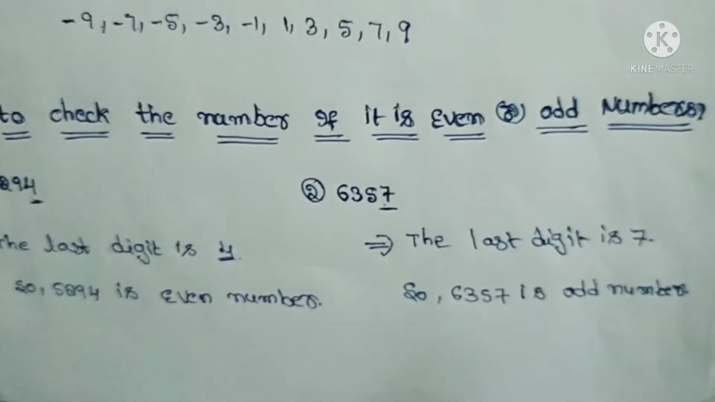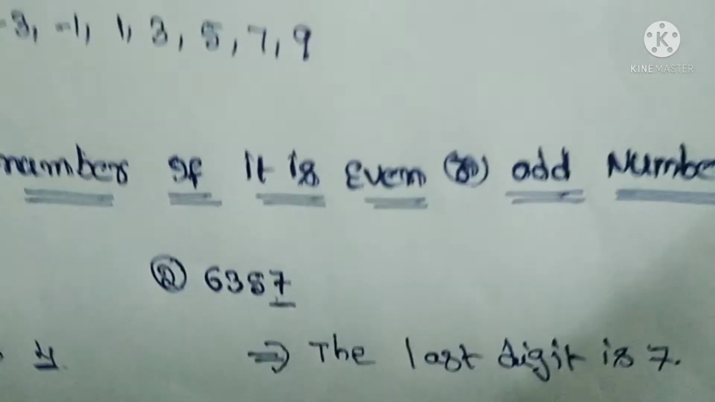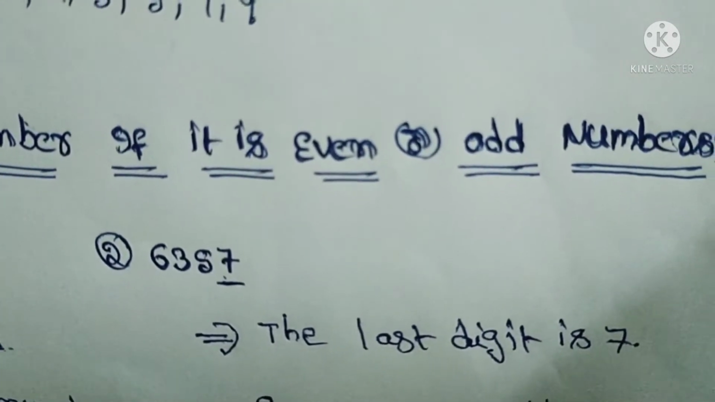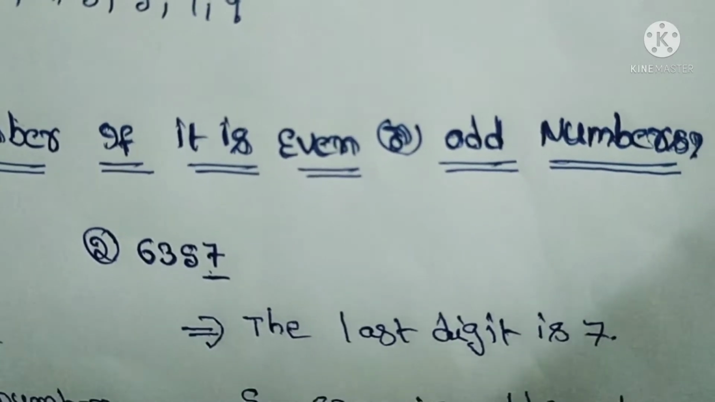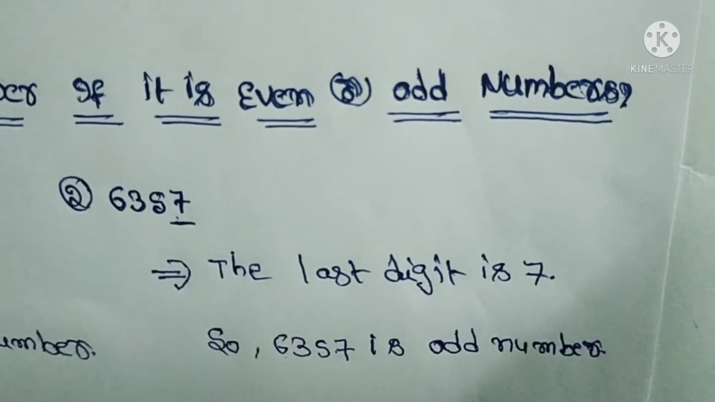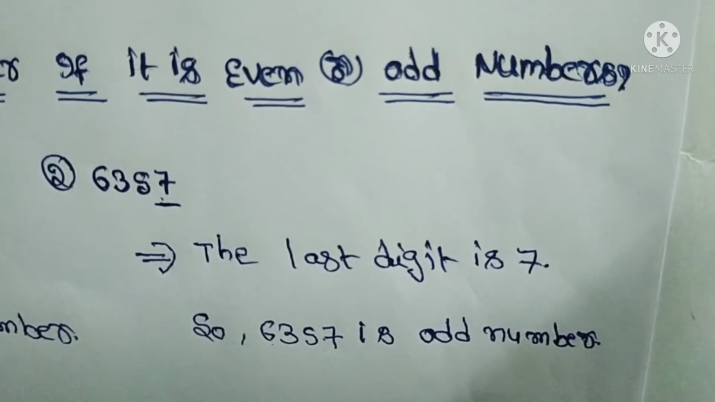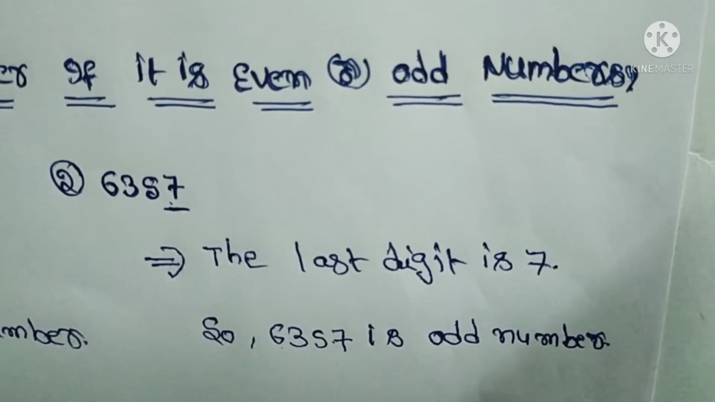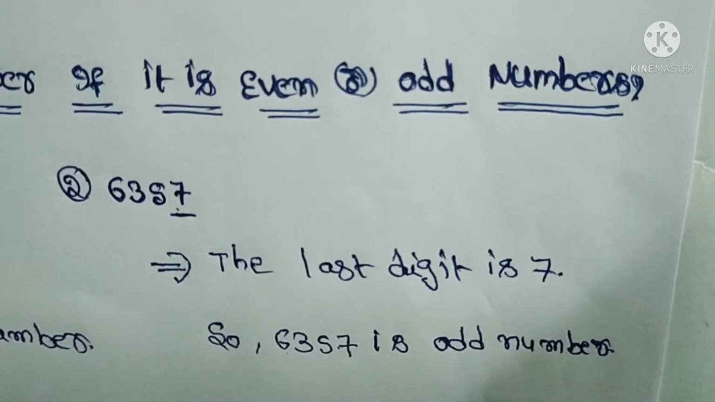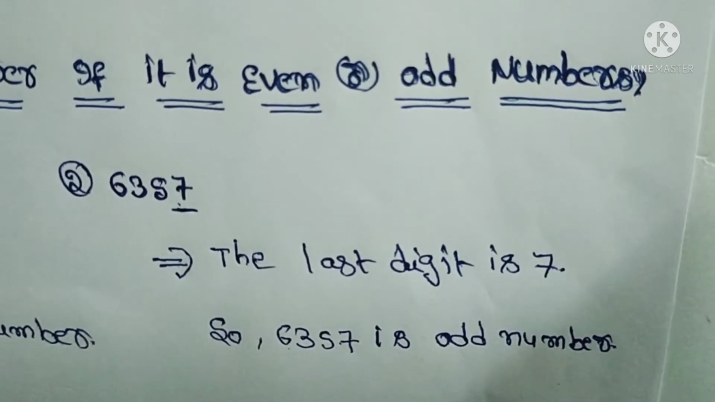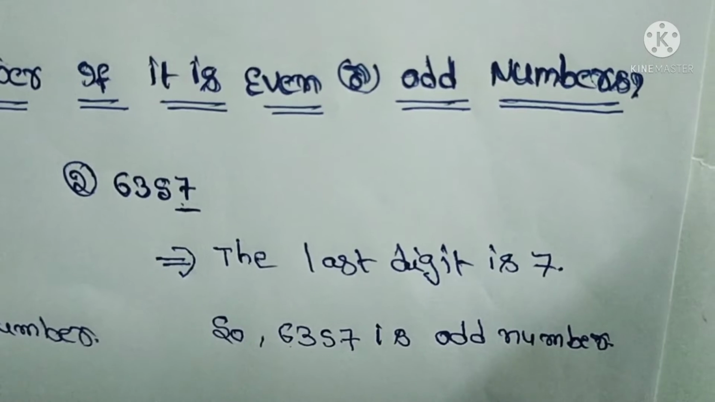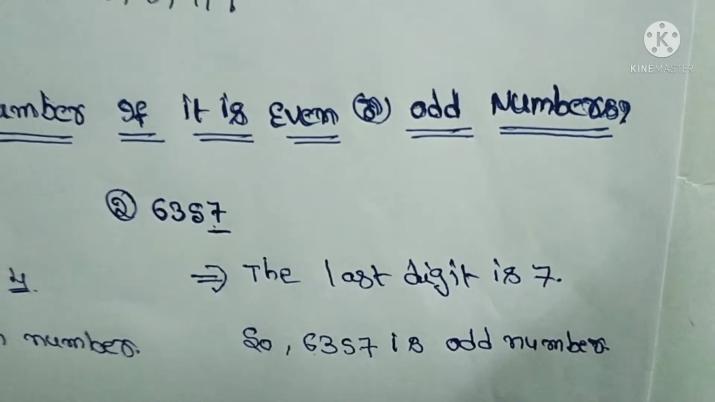Some more examples. 6357. In this problem, the last digit is 7. 7 is an odd number. So 6357 is also an odd number.